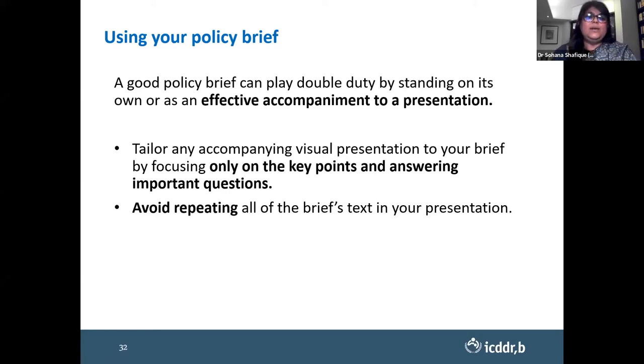And we can tailor any accompanying visual presentations to your brief by focusing only on the key points and answering important questions. So do not repeat whatever you have already presented in your brief, but take only the key points and some of the important questions that have to be answered. You can take that in your presentation, and the rest can be in your policy brief. As I mentioned, we shouldn't be repeating all your brief text in your presentation.